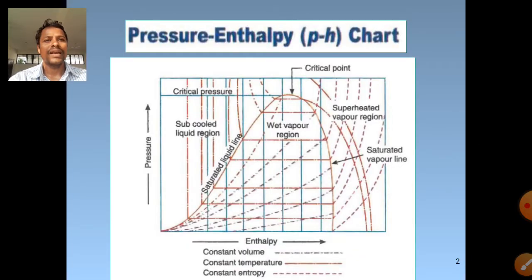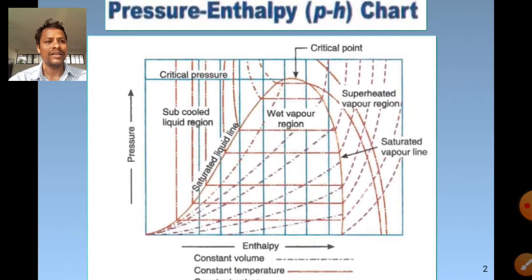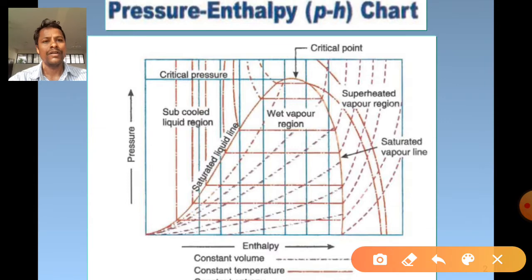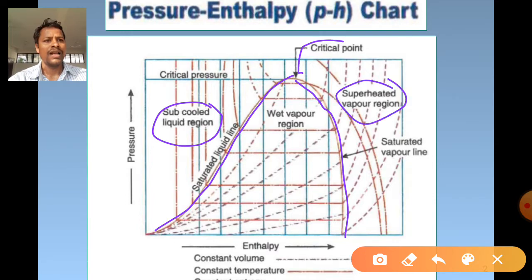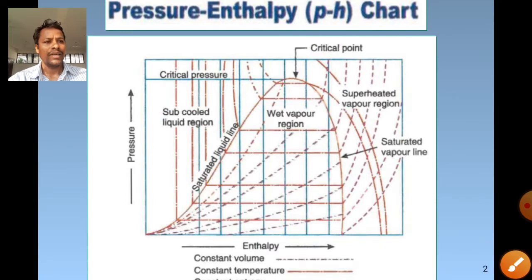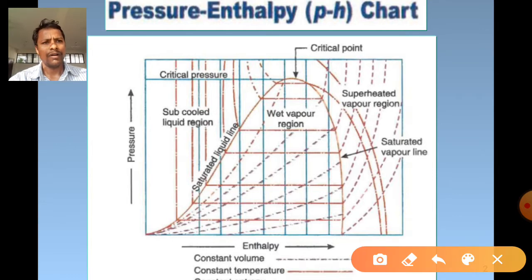This is the typical pressure enthalpy chart that we have already discussed in our previous video. Wherein we have the vapor dome, this is the saturated liquid line, this is the saturated vapor line, this is the critical point, and again we have the subcooled liquid region, then this is the superheated vapor region.